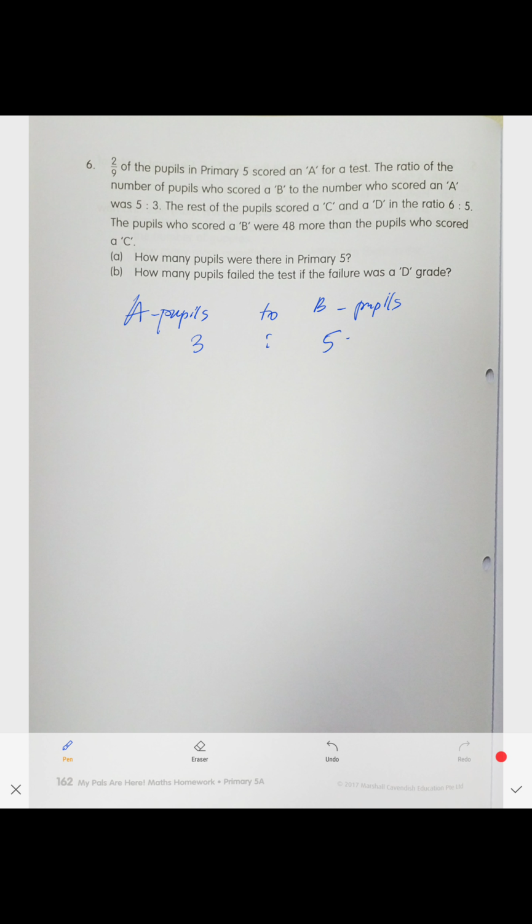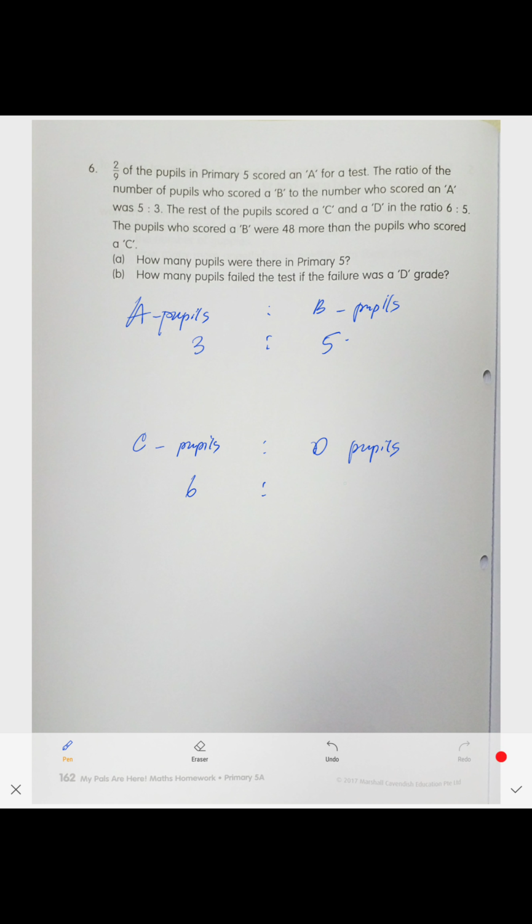Right. At the same time, we have our C pupils and our D pupils. C pupils to D pupils. They have their own ratio. Their ratio is 6 to 5. Alright?